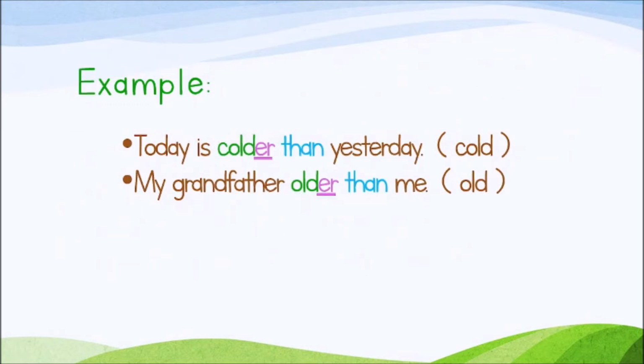Examples: today is colder than yesterday. My grandfather is older than me. So our adjectives cold and old have er added at the end, along with the word than. So we use the word than in the comparative degree of adjectives.